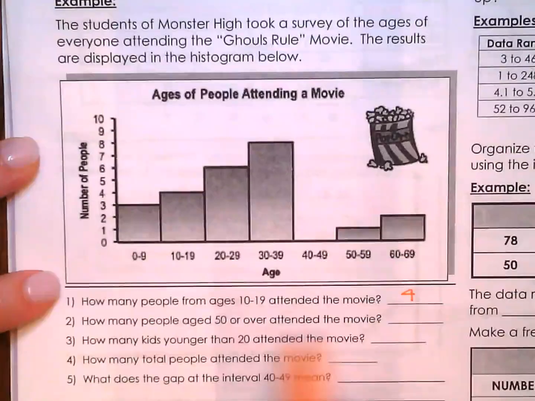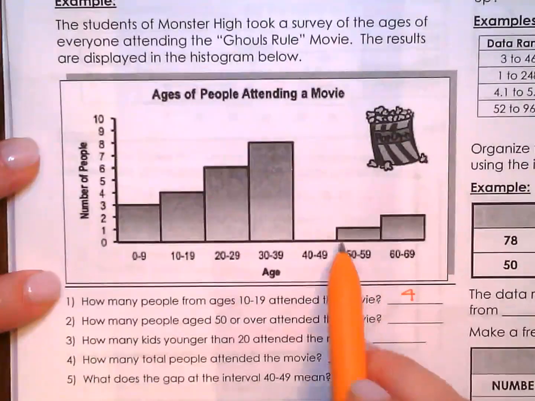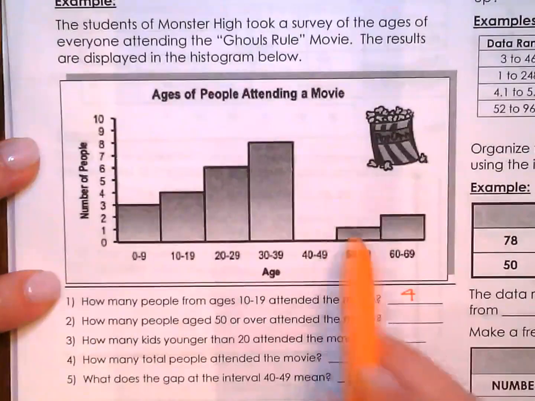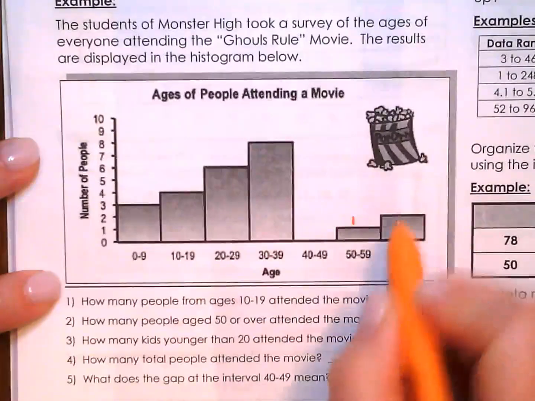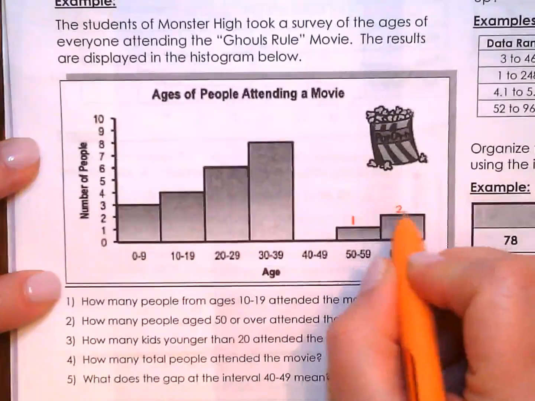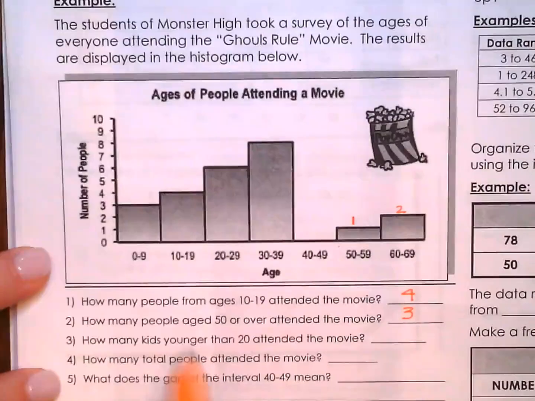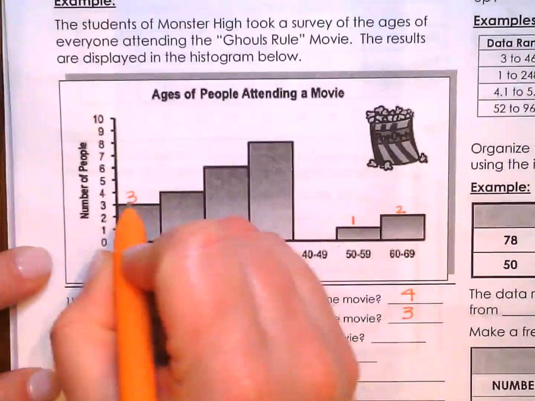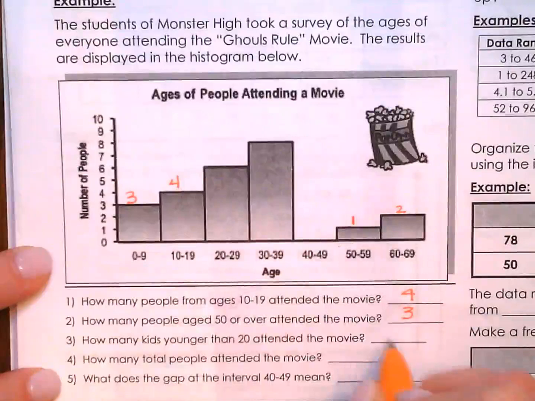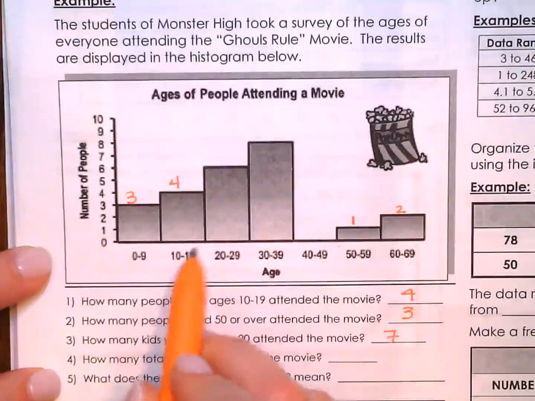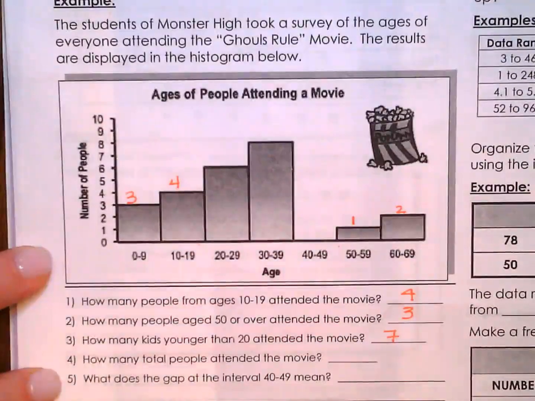How many people age 50 or over attended the movie? Well, 50 or over includes this one, which is 1, and this bar, which is 2. So there were a grand total of 3 people who were over the age of 50, 58 or older. How many kids younger than 20 attended the movie? Well, there were 3 in this bar and 4 in this bar. That makes a grand total of 7, because these 2 bars represent all the kids who were less than 20 years old.